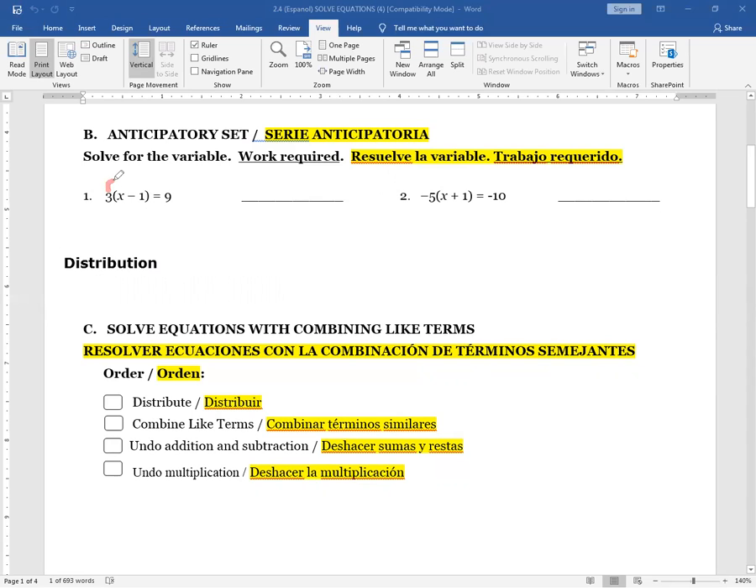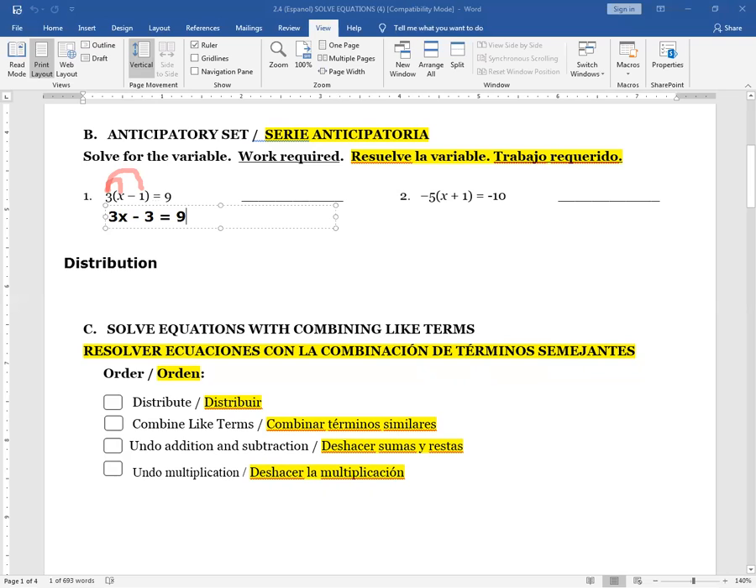So 3 times x, and then 3 times negative 1. So that's going to give us 3x. And what is 3 times negative 1? It's negative 3 equals 9.